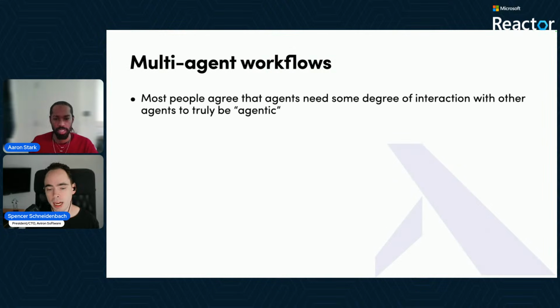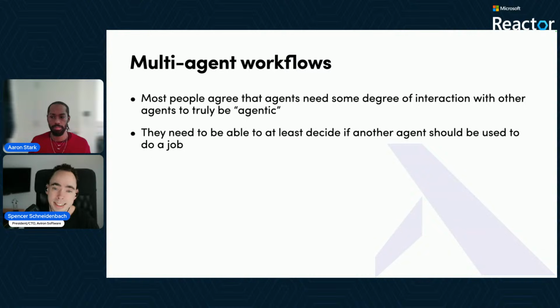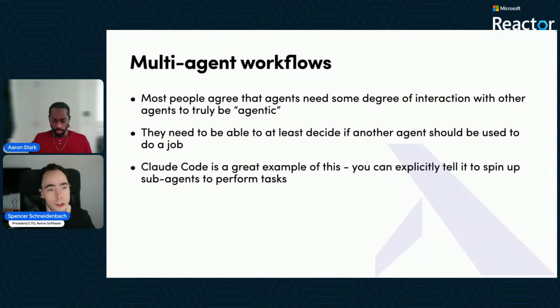I want to go back to that definition of what an AI agent is. I defined a very simple agent that can stand alone, and really it's just an agent wrapping chat completions with some tools. And Agent Framework just provided a really nice development model for that. But a lot of people, and I would tend to agree with this in terms of the colloquial definition, say an agent needs some degree of interaction with other agents to truly be an agentic system. And so they need to be able to at least decide, in order for it to be truly agentic, right? If the LLM is truly making a decision, it needs to be able to decide if another agent should be used to do a job.